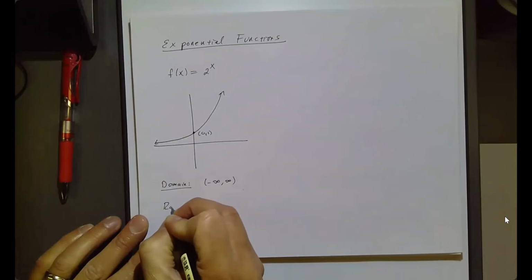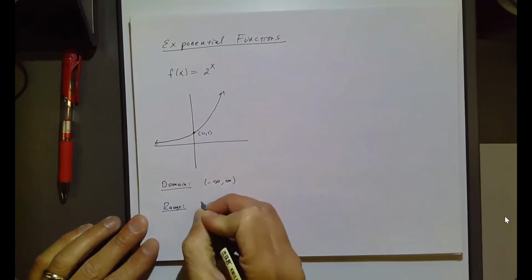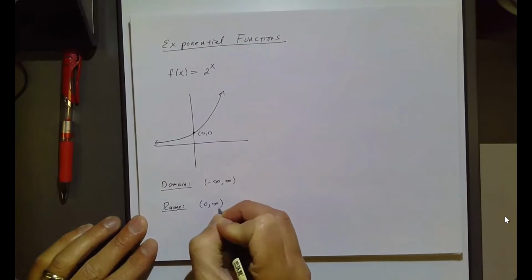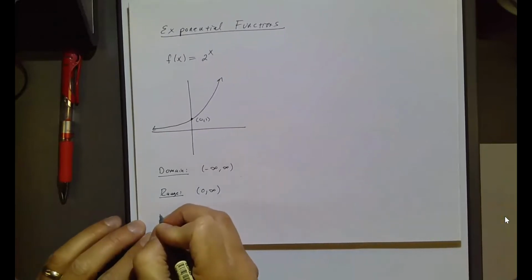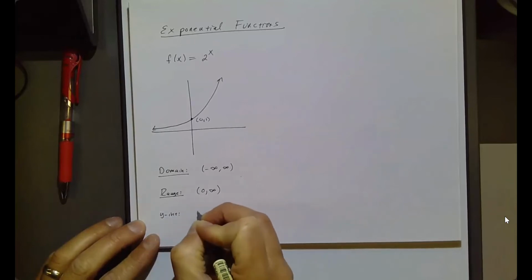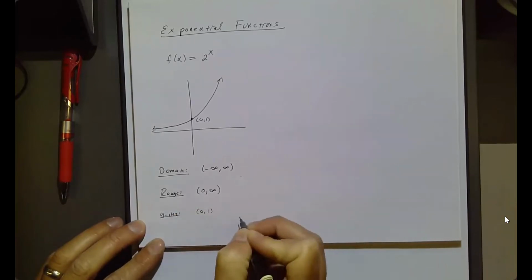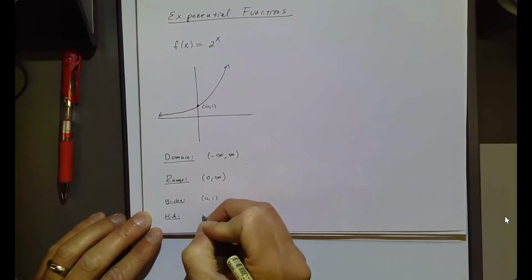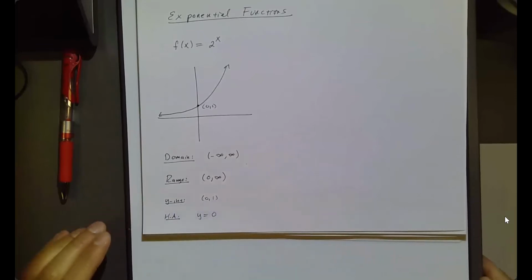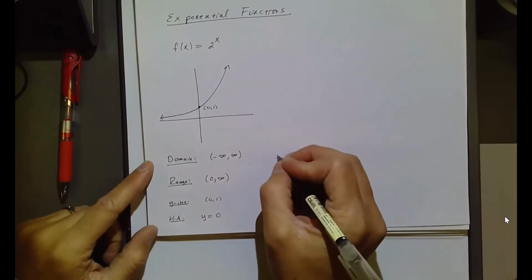The range of this function is everything greater than 0, or all positive numbers. We definitely have a y-intercept of (0, 1). And we have a horizontal asymptote of y equal to 0. A couple other important things worth mentioning, and this actually does come up probably more often than you think it does. This is an increasing function.